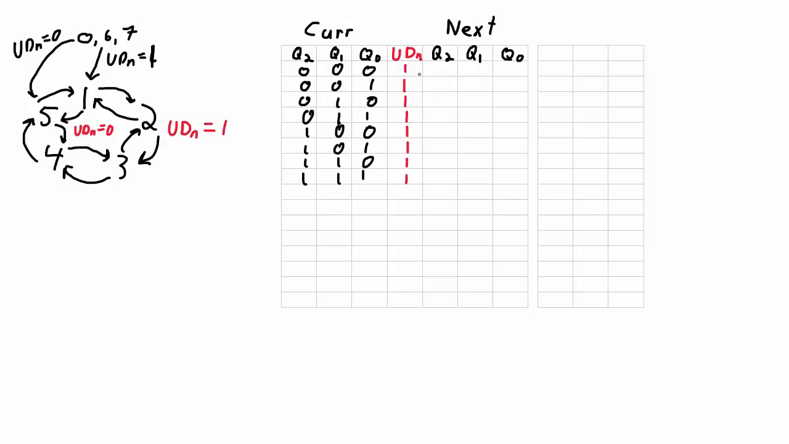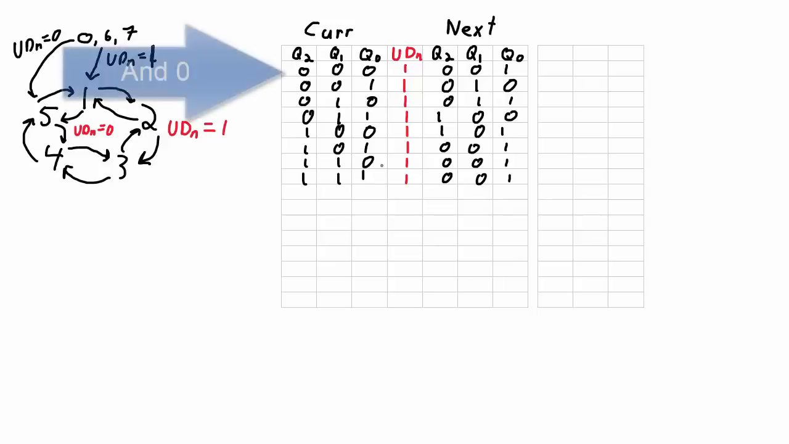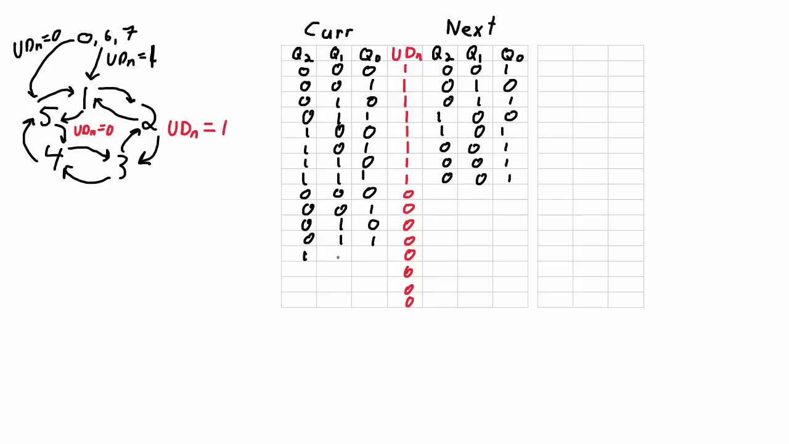And when up-down is 1, then I'm counting upwards. And according to this state transition diagram, my next states look like this. Remember that if I'm at 5, I want to go to 1, and if I'm in these states that aren't in the regular sequence, 6 and 7, then I also want to go to 1. Now I want to look at all of the current states for when up-down is 0. When up-down is 0, then I count down. From 0, I want to go to 5. So that completes the state transition table.